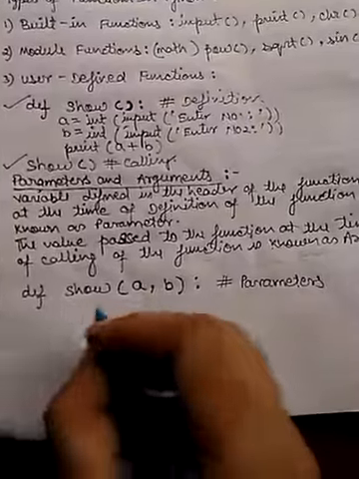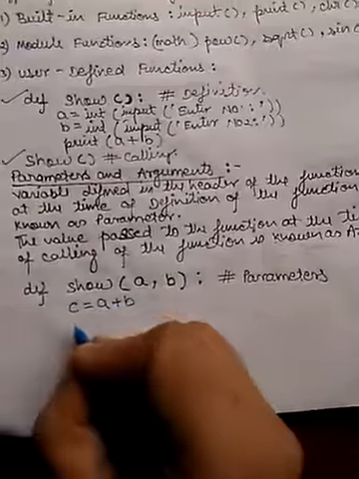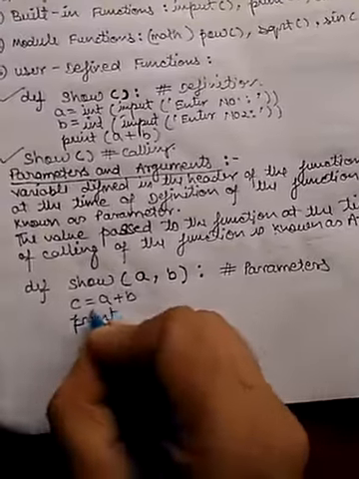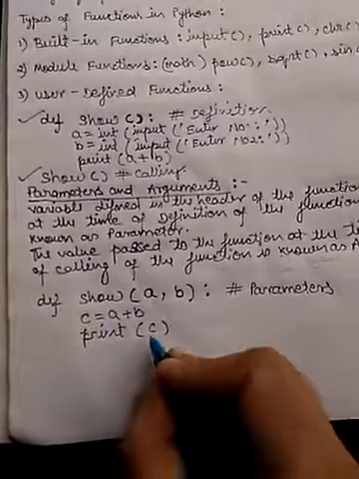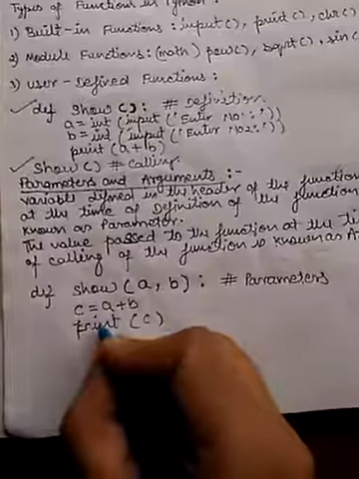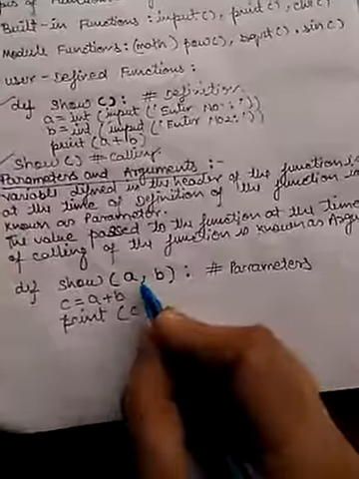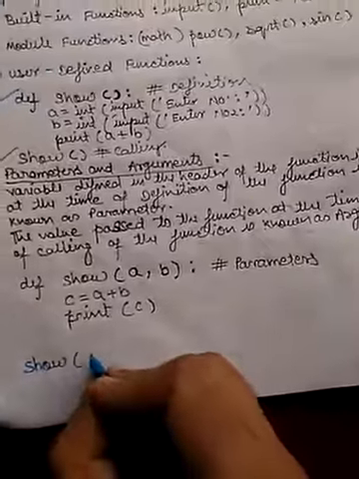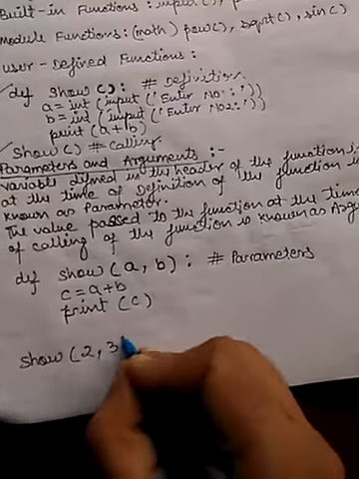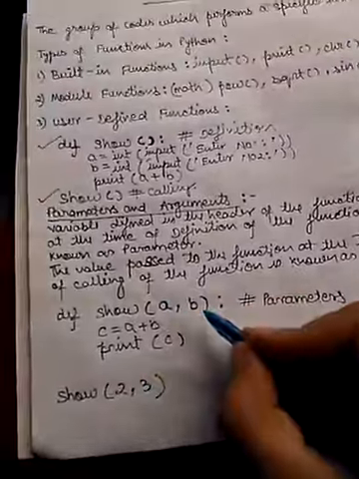Suppose we want to display the sum of them. So I am writing C equal to A plus B, print C. You can directly write print A plus B here. It is valid. I am just writing in two ways. Now to call this function, we have to call show. I have given 2, 3. So 2 will move into A and 3 will move into B.